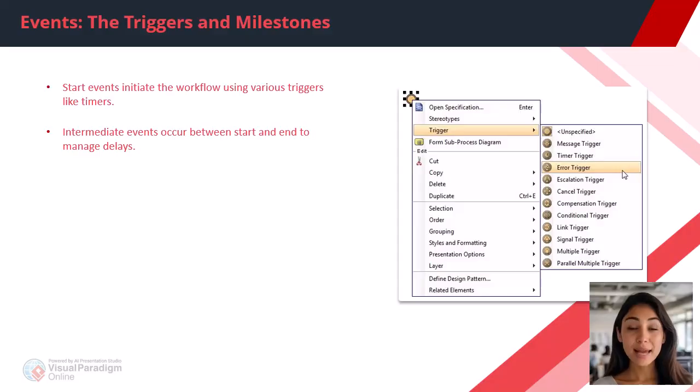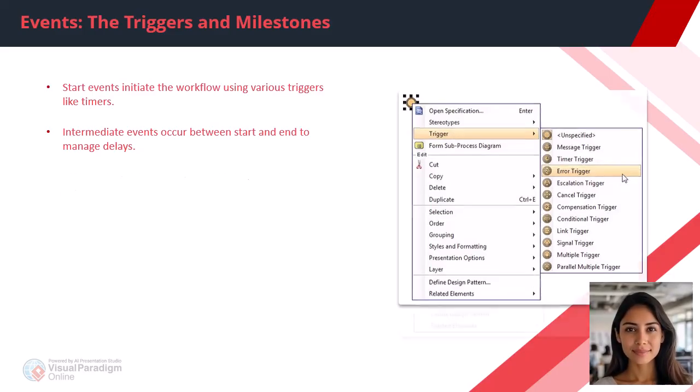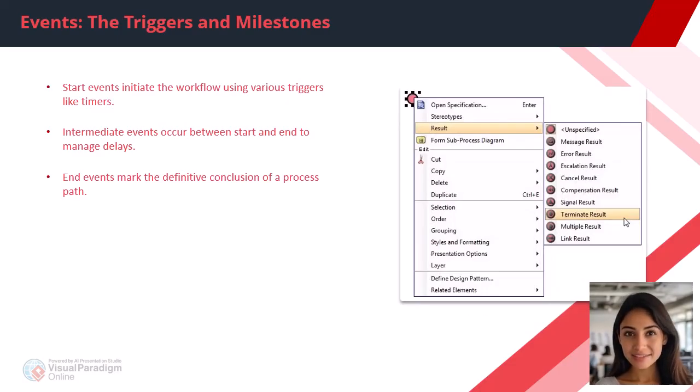Intermediate events capture moments of waiting or external interaction during execution. They allow the process to pause for a timer or react to a message before continuing. Once an end event is reached, the specific path of execution terminates immediately. This provides a clear signal that the business objective for this path has been achieved.